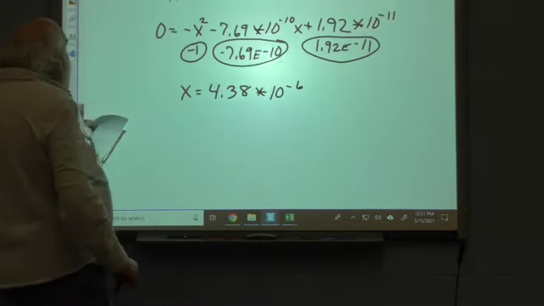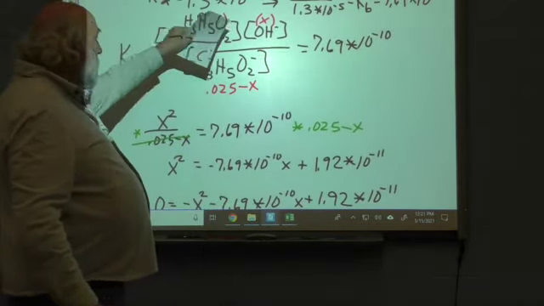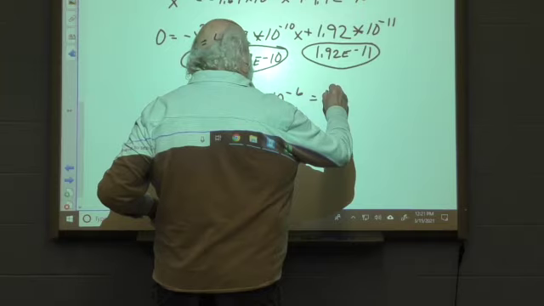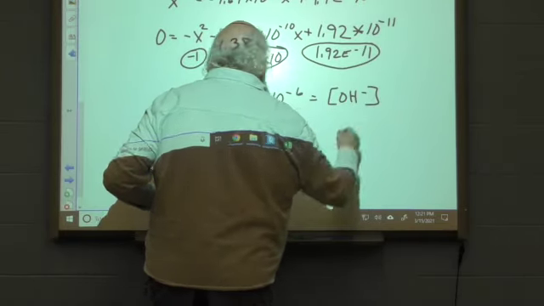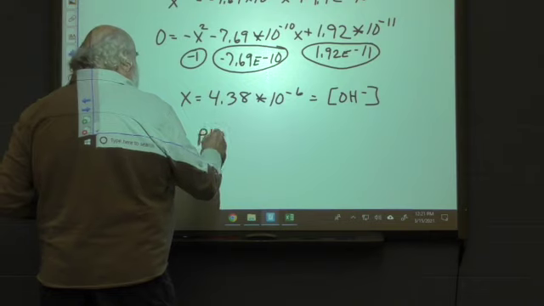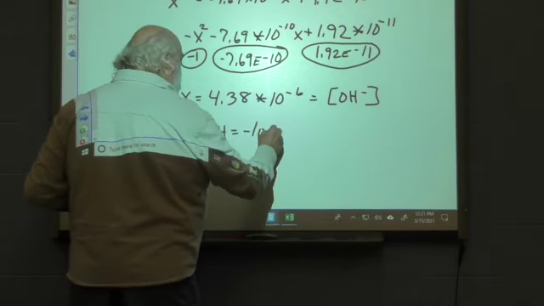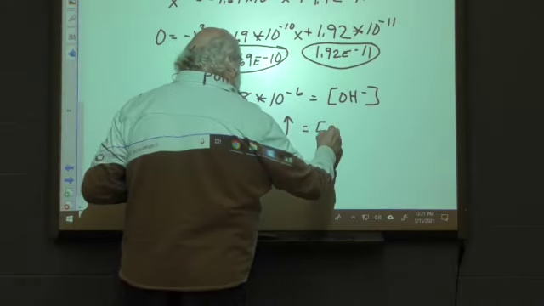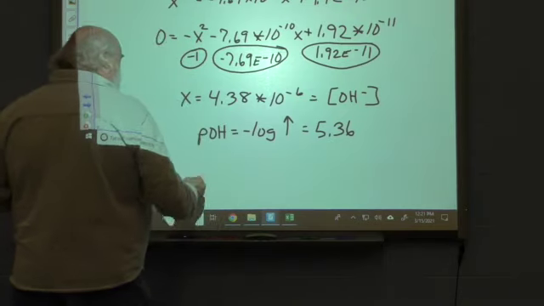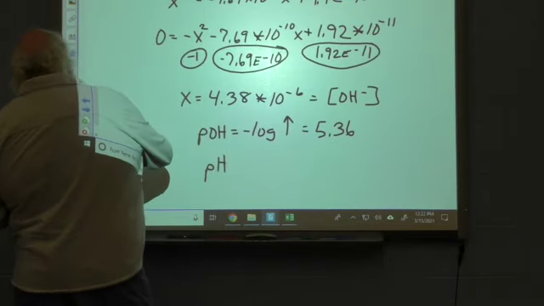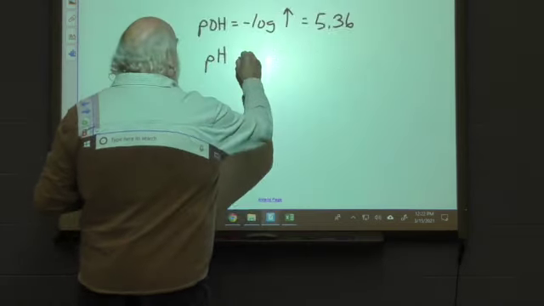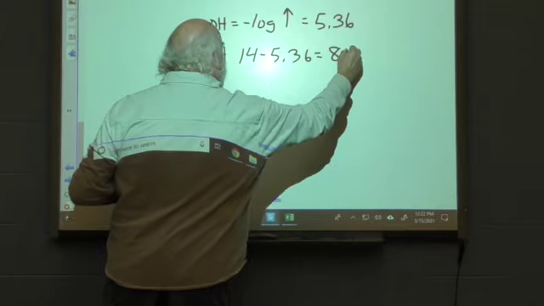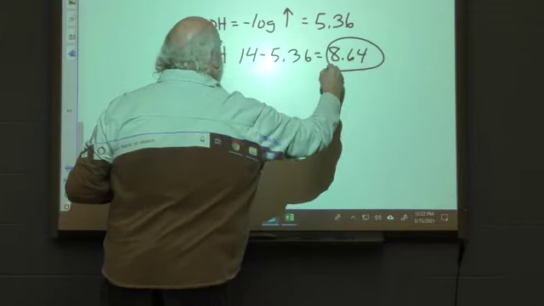And because X is your hydroxide concentration there, this is OH negative. So your pOH is the negative log of that, which turns out to be 5.36. And your pH then, remember, pOH and pH add up to 14. 14 minus 5.36 is 8.64. And there's your answer for that.